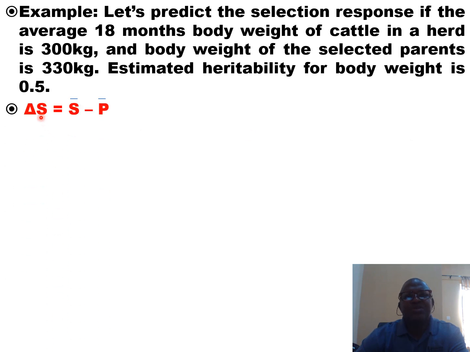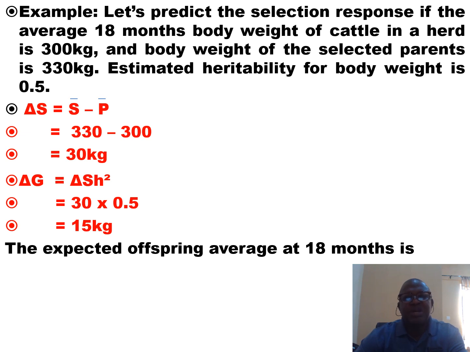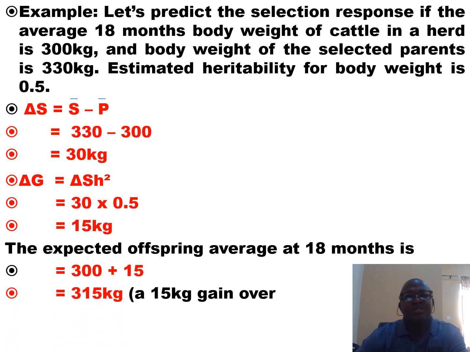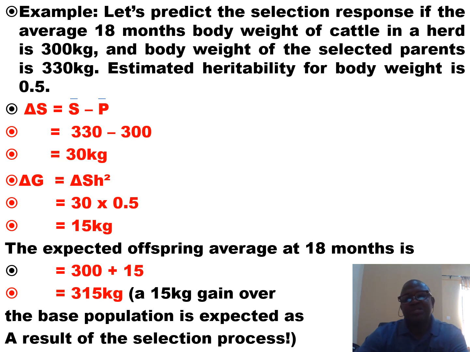So first we have to calculate the selection differential using this formula. It is the mean performance of the selected parents subtracting the herd average, which will give us a value of 30 kilograms. If we now multiply this by the heritability of the trait, it will give us a value of 15 kilograms. The implication is that the expected offspring average body weight of cattle at 18 months post-selection is 300, which is the herd average, plus the 15 kilograms because of the influence of heritability. When you do that, you get 315 kilograms, which means that we expect a 15 kilogram gain over the base population as a result of carrying out the selection process.